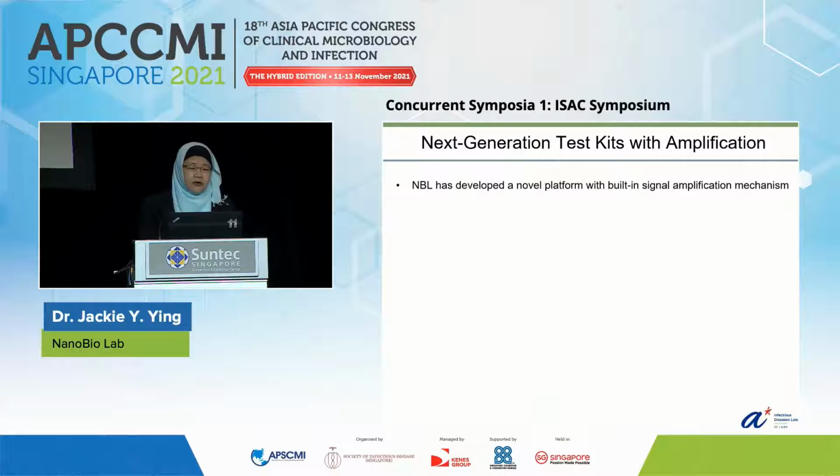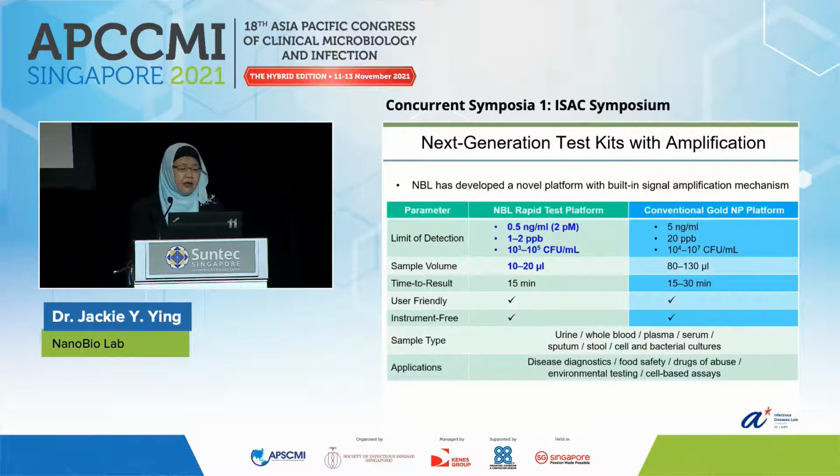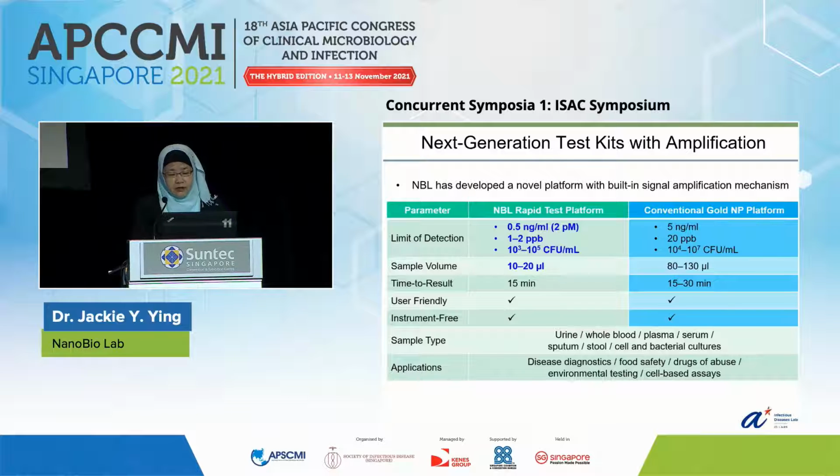And the next generation test kit with amplification is something that we have been working on. This has a very unique built-in amplification mechanism that we have developed that doesn't make use of gold nanoparticles. For example, our rapid test platform uses a very tiny amount of sample, 0.5 nanogram per mil, or on the level of 1 to 2 ppb. And the sample volume, therefore, can be a lot smaller.